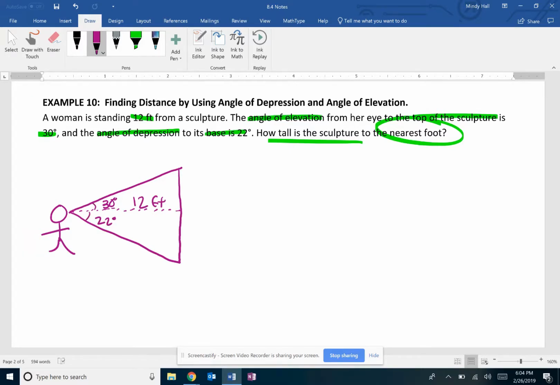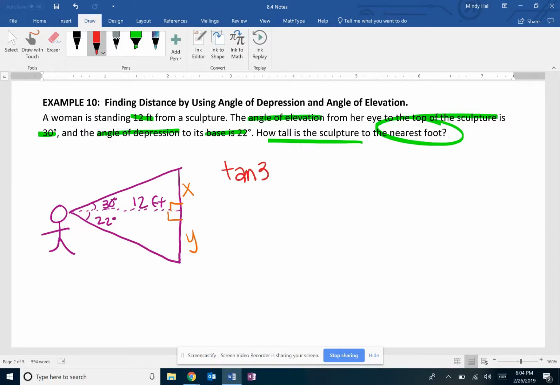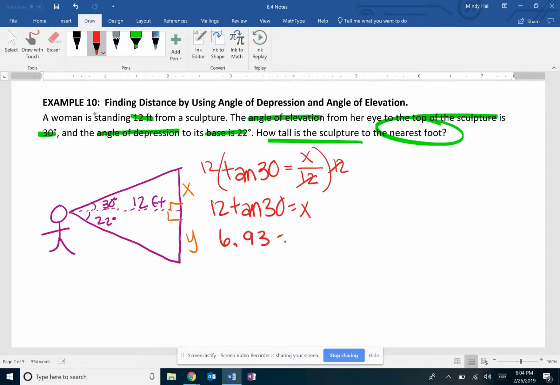So we want to know how tall is this statue. And if you notice, we have two little pieces because both of these triangles are right triangles. So we can't just do a trig with these angles over on the left. We actually have to do two separate things. So we're going to start with the x. We're going to have tangent of 30 equals opposite over adjacent. So then we'd have to multiply by 12. And 12 times tangent of 30 is 6.93, I'm sorry.